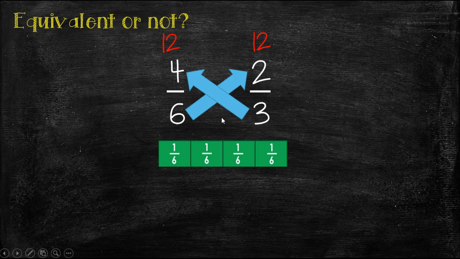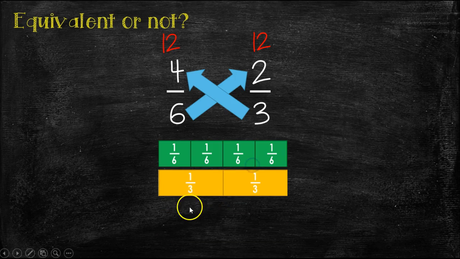So let's look at some fraction strips and see if that's in fact the same. Here we have 4 1/6 fraction strips, so that's 4/6. Does that in fact equal 2 1/3 fraction strips? It does. That's another way we can check to see if our fractions are equivalent, is by using fraction strips.